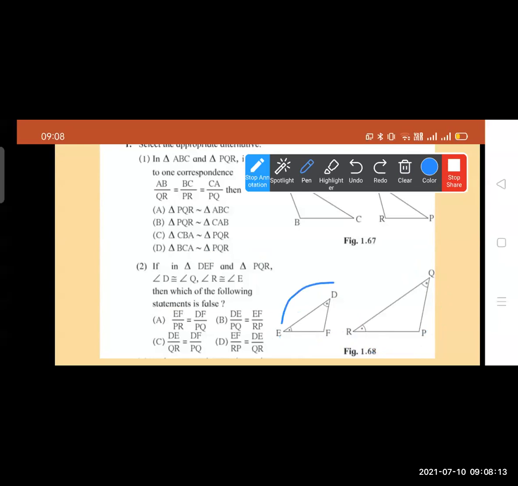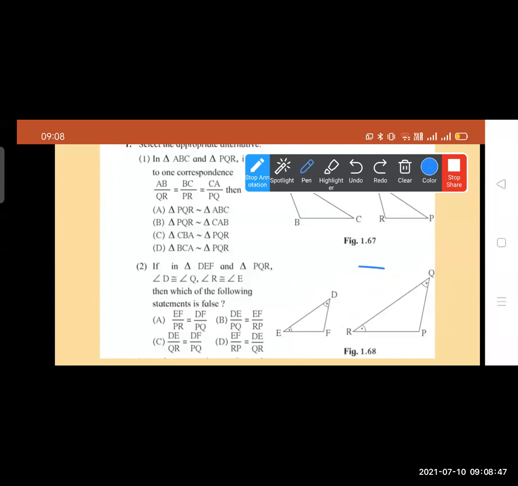Second, DE by PQ. Is it possible? DE by PQ. No. Here we get the ratio DE by QR. This one is the correct statement, but they wrote here DE by PQ. So the wrong statement is B, and our correct answer is B. So they ask to find out the false statement. So B is the correct option, which is the false statement of the given question. Okay. So first answer is B and second answer is also B.